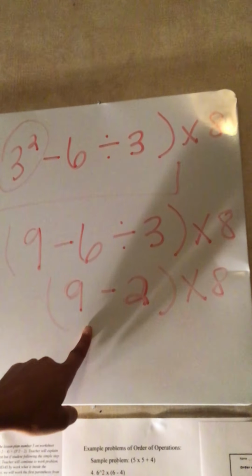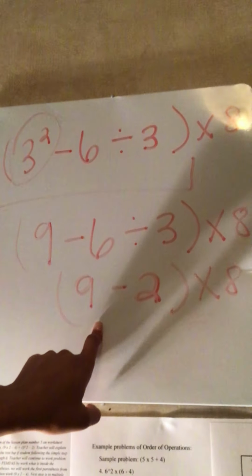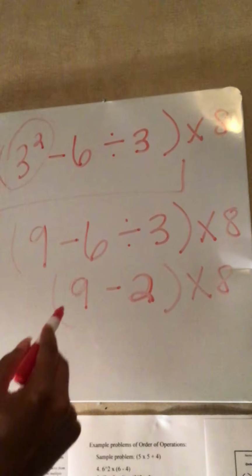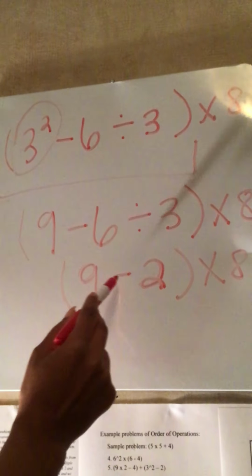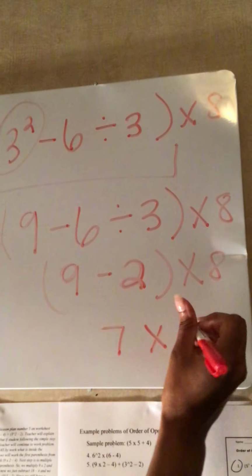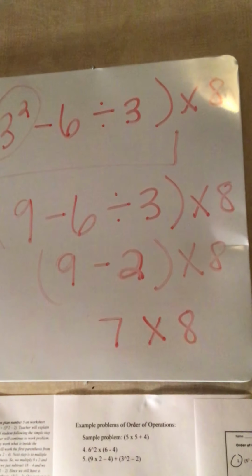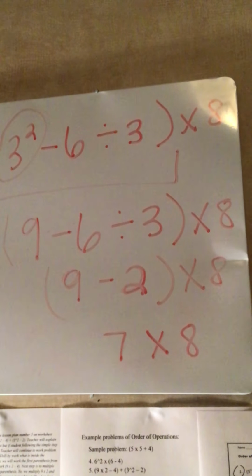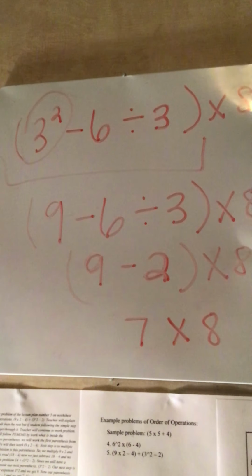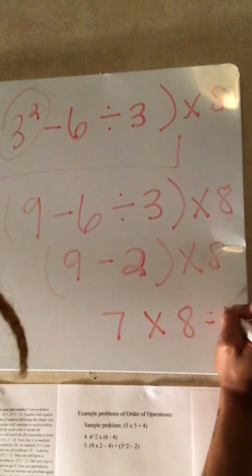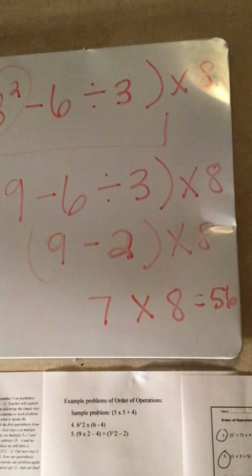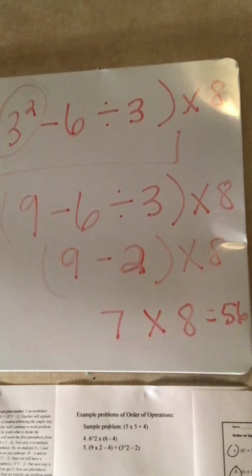We still have an equation inside our parentheses, so we must continue to work inside our parentheses. We simply subtract 9 minus 2, which is 7. And we just bring down our multiplication sign and our 8. And 7 times 8, if you need to, you can put it in your calculator, and we get 56. And our answer is 56. Our next problem.